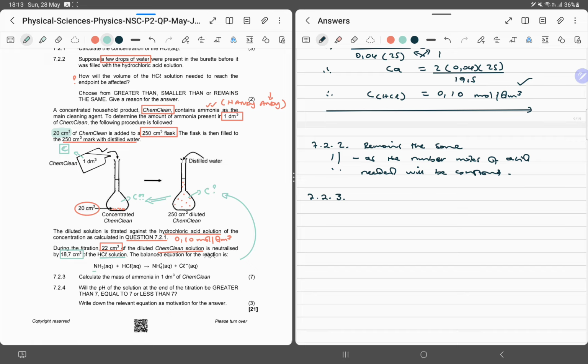There is the balanced equation, which you guys are spoiled, by the way, because you should be doing this yourselves. But anyway, it's fine. It says now calculate the mass of ammonia in 1 decimeter cubed of chem clean. Okay, 7 marks. So it's one of those questions that are the harder ones. But if you're a chemistry student, you have been on my channel at least for some time, you should already be able to work out these things.